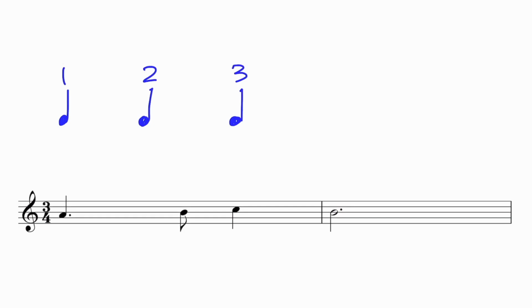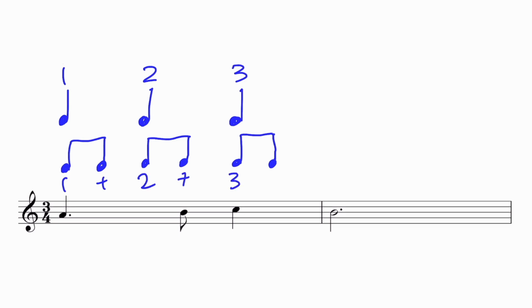Going back to our score, we have 3 quarter notes showing each beat. We know that each quarter is made up of 2 eighth notes, so I'll write those in below. If each of these beats are 1, 2, and 3, we would count the 8th notes 1 and 2 and 3 and.